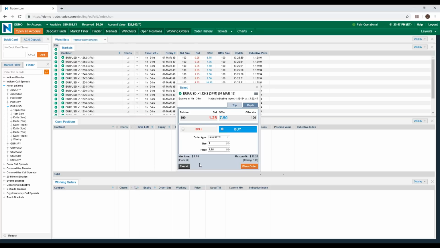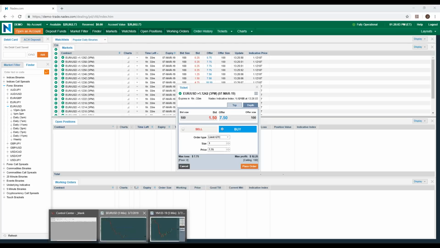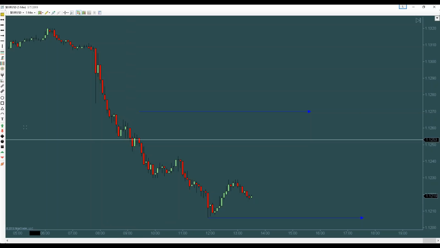And then your binary expires at 0. Worthless. And you're upset. Well, look at what you're doing. What does this strike say? That the euro dollar will expire greater than 1242. Okay, where's 1242? Well, it's way up here.